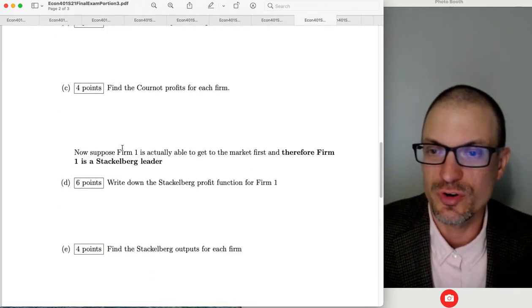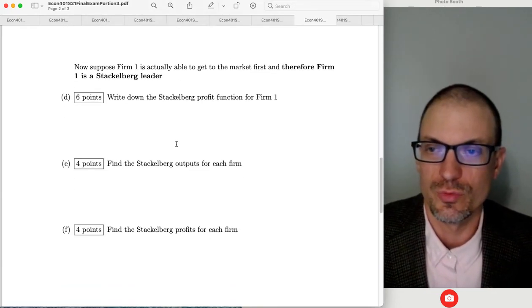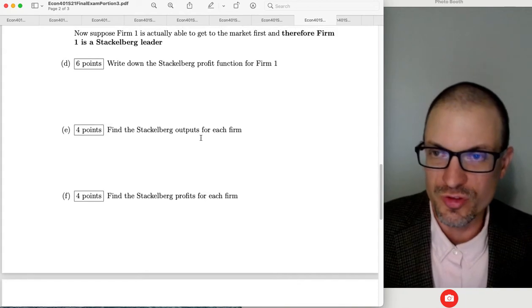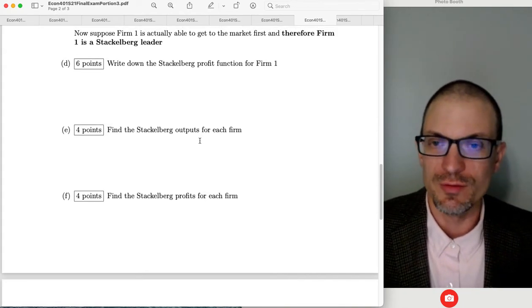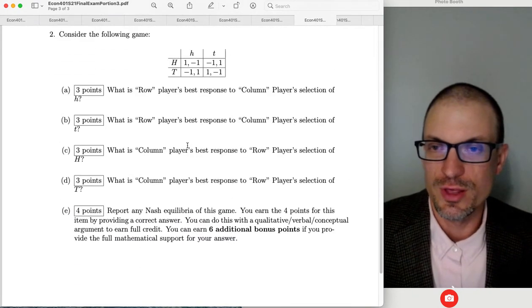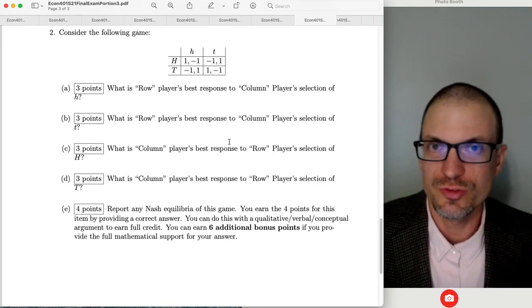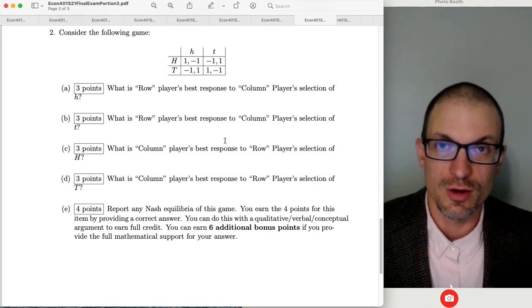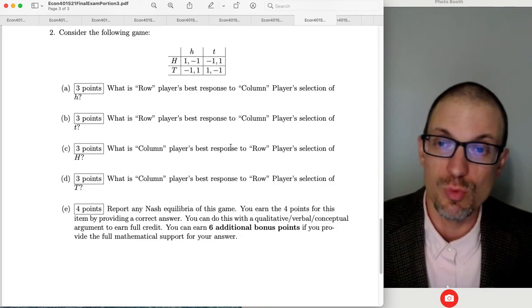Now, suppose firm 1 is a Stackelberg leader, right? So remember for Stackelberg, you'd reformulate firm 1's profit by replacing Q2 with Q2 of Q1, replacing Q2 in firm 1's profit function with firm 2's best response to firm 1's choice. And that allows you to write firm 1's profits strictly with respect to its own strategic variable, Q1.